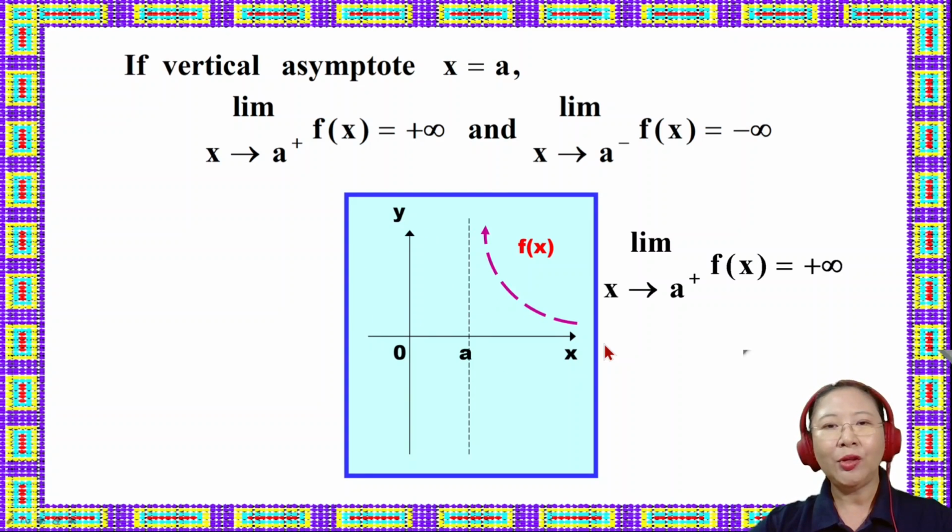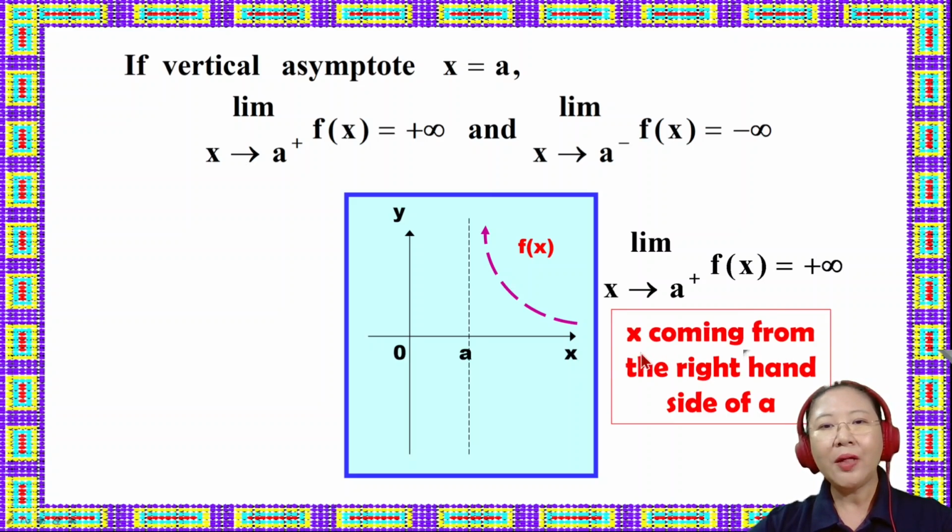So vertical asymptote is actually a straight line that cuts the x-axis and which is perpendicular to the x-axis. And we are going to use formulas, limits like this. And we read this as x coming from the right-hand side of A. So which means you have to imagine when you are calculating that x is coming from the right-hand side, and because the answer is positive infinity, the answer that you are going to get will be bigger and bigger and bigger, following the arrow.